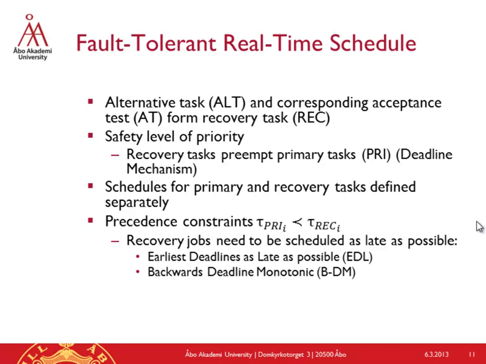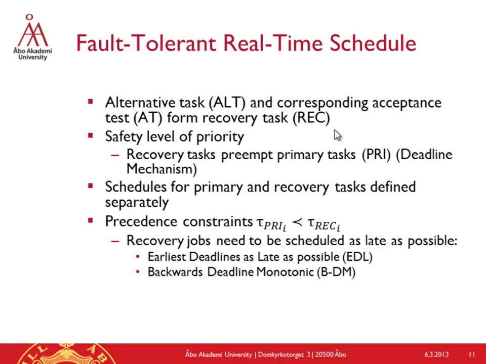For this reason, we are assuming that alternative versions of tasks and acceptance tests should be executed with priorities higher than the priorities of primary tasks. This also provides us so-called precedence constraints, which define that the primary task should be executed before the alternative plus acceptance test, which, as we assumed in the first sentence here, is supposed to be a recovery task. So this is some sort of precedence constraint.